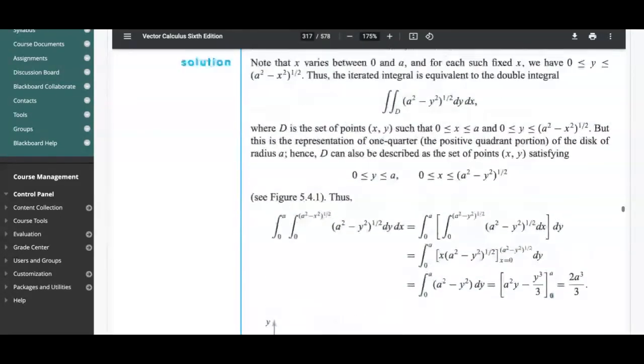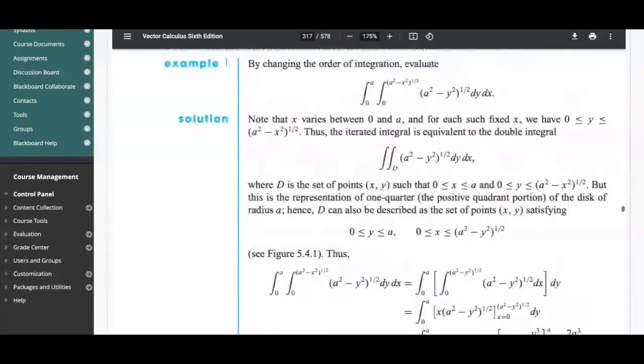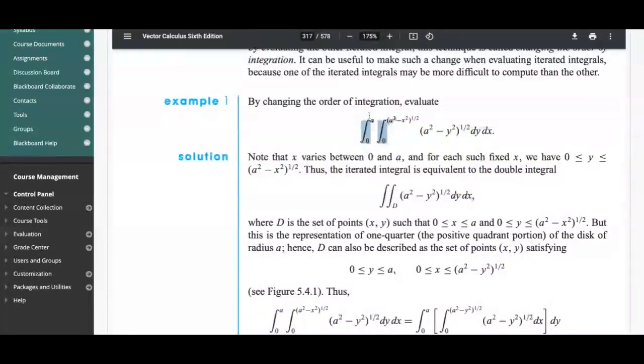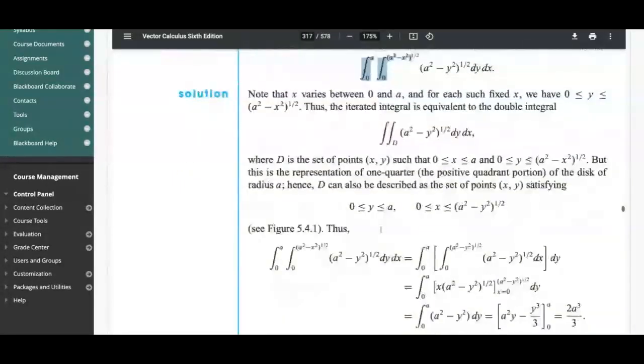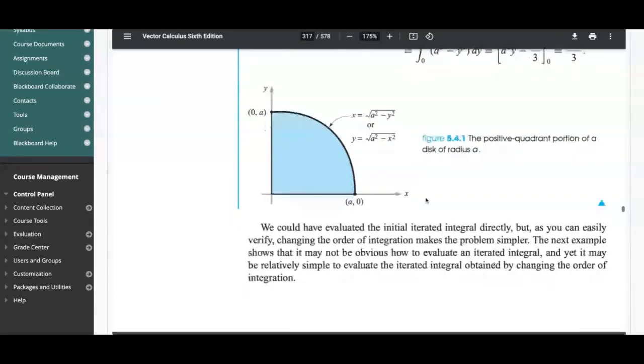Anyone has any question? So the steps are: if we look at the integrand and see that it's difficult to integrate, we need to change the order of integration. Then we try to draw a picture of the region. It's very important to draw the right picture of the region. Then we figure out the representation of the region in another way.